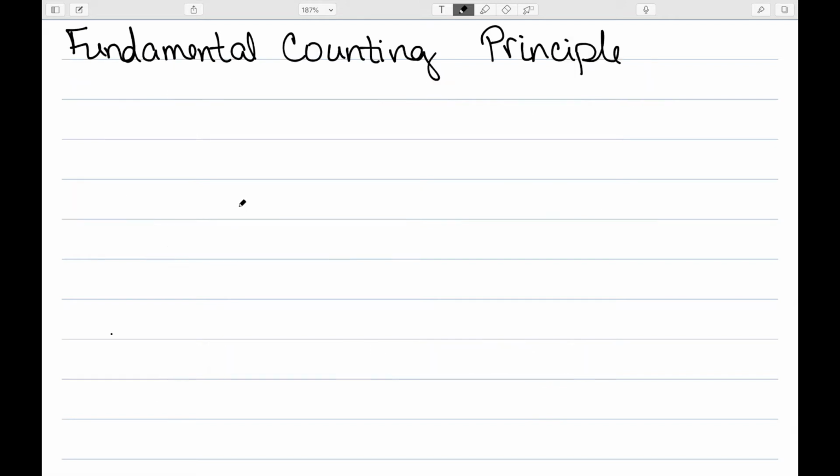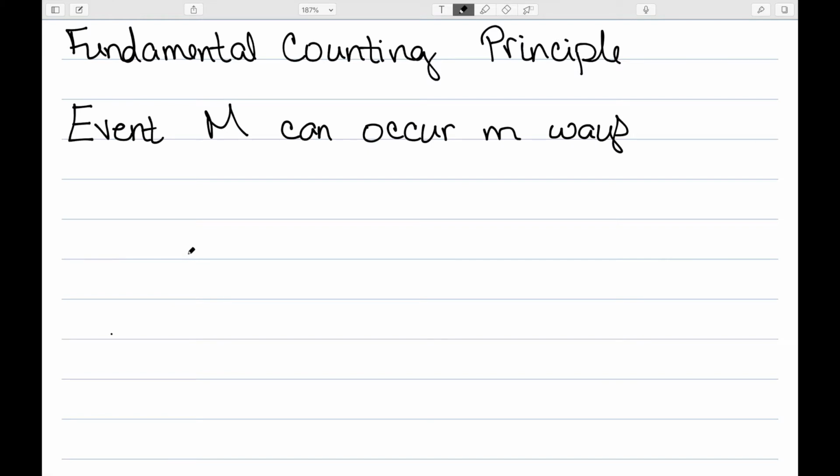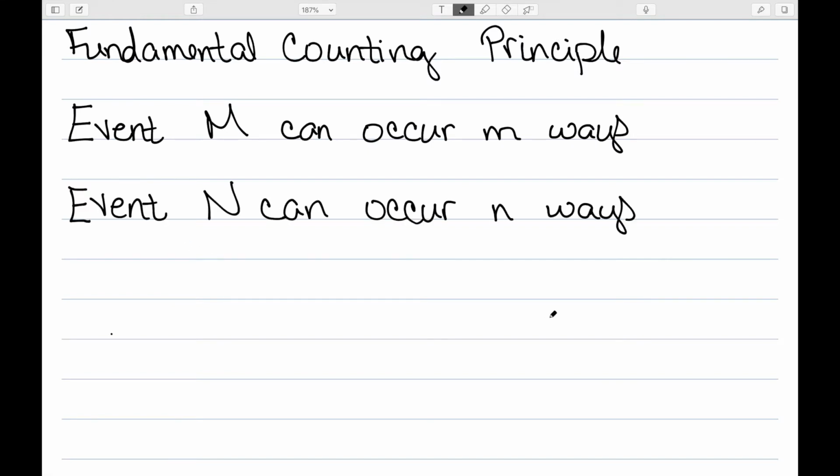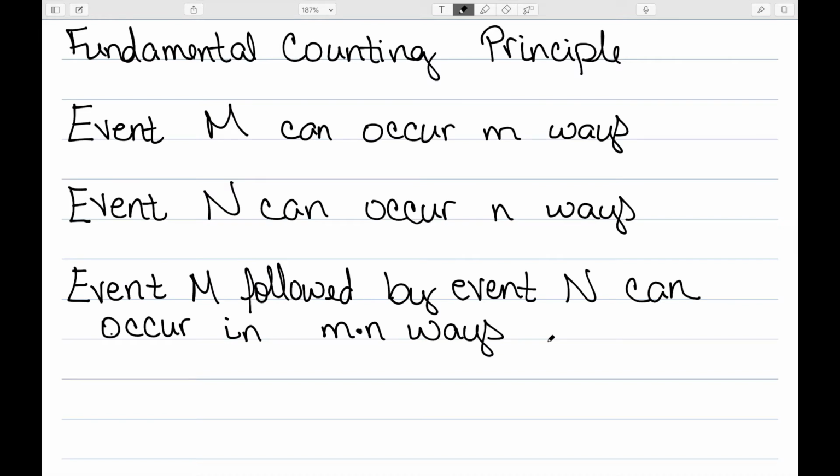Before we look at actual permutations, let's discuss the fundamental counting principle. The fundamental counting principle is a way of counting the number of permutations or arrangements of a number of objects. Let's suppose an event, capital M, can occur little m ways. An event, capital N, can occur little n ways. The fundamental counting principle then says that event M followed by event N can occur in m times n ways.